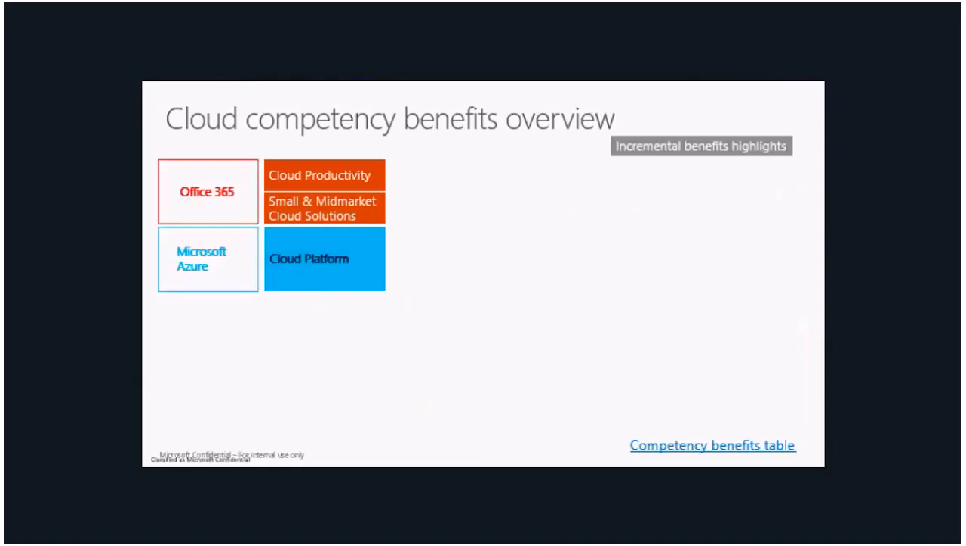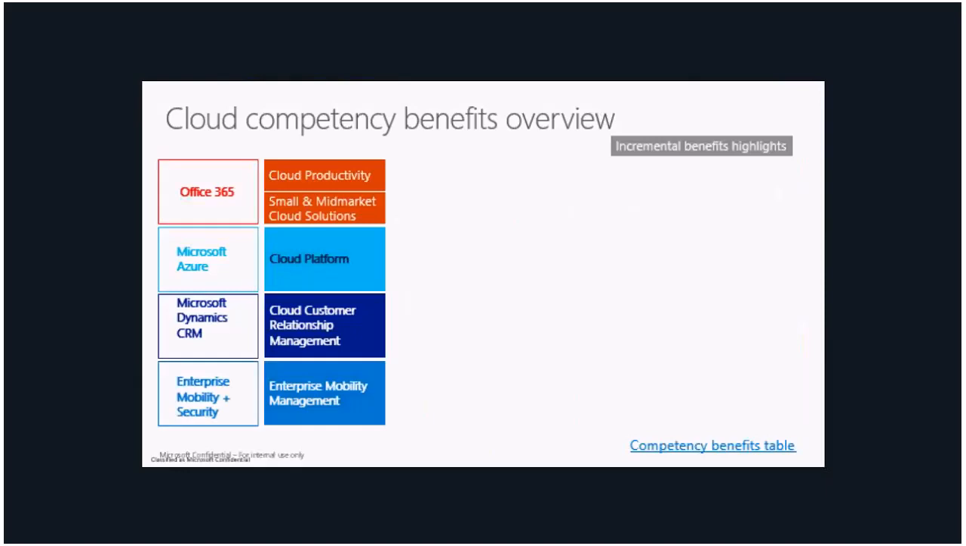And for the 5 cloud competencies that I talked to you about, each one of them is based on a Microsoft Cloud product offering. So around Office 365, there's Cloud Productivity, Small and Mid-Market Cloud Solutions. Around Microsoft Azure, there's Cloud Platform. Around Microsoft Dynamics CRM, there's the Cloud Customer Relationship Management competency. And around Enterprise Mobility and Security, there's the Enterprise Mobility Management competency.